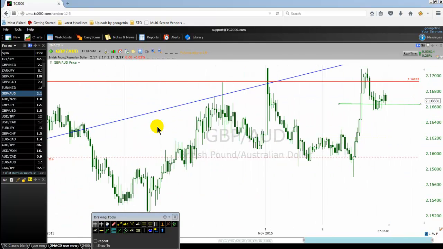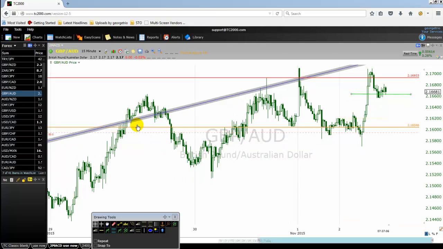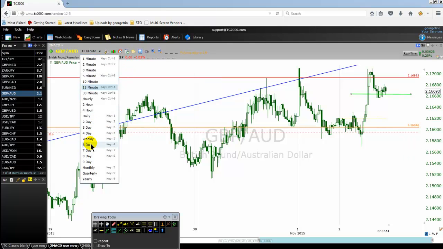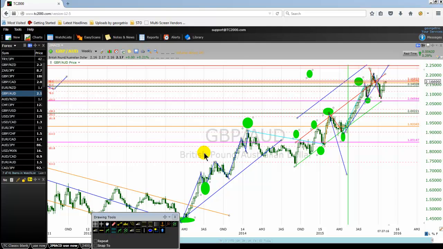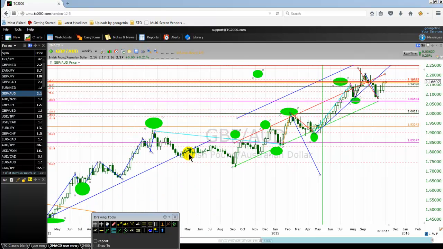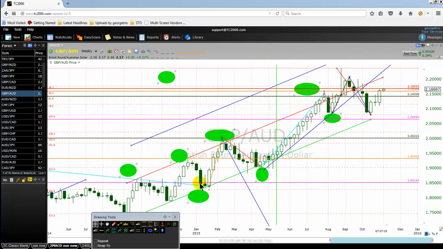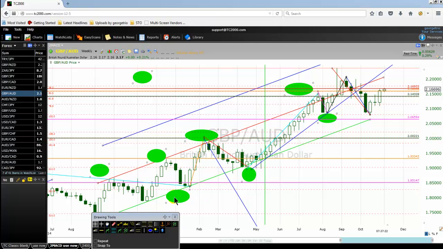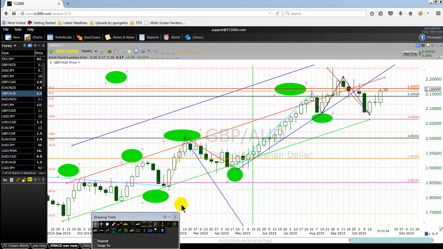So talking about how to day trade on a 15-minute chart using the Elliott wave principle, I'm going to bring you back to, remember the red line here? I'm going to go back now to the weekly chart because I have identified a trading setup on a weekly chart using the Elliott wave principle. I have counted 5 waves.